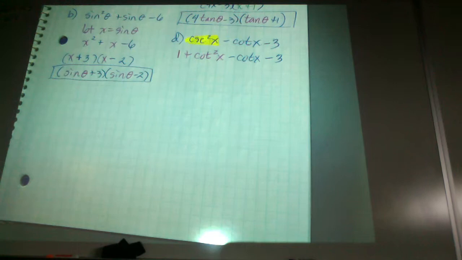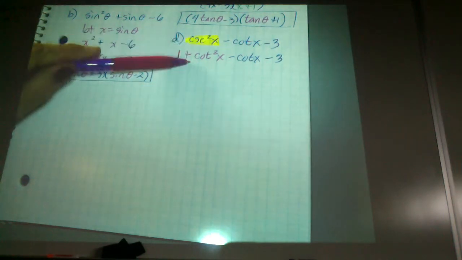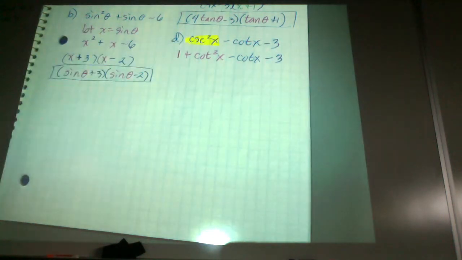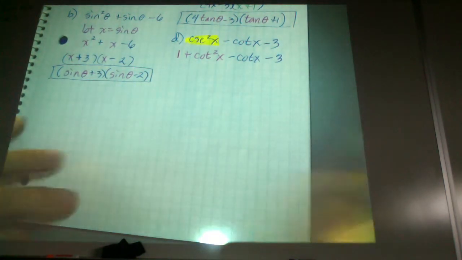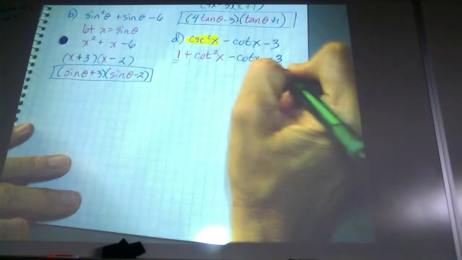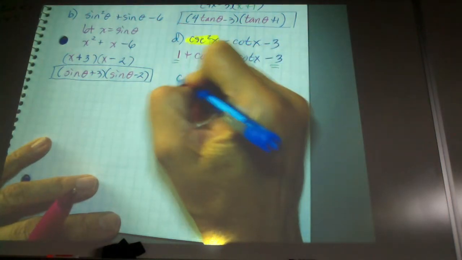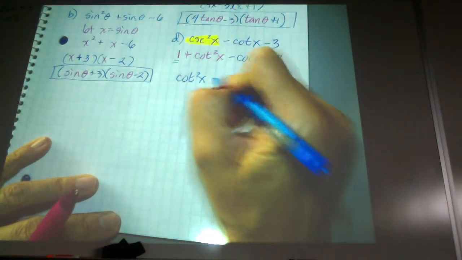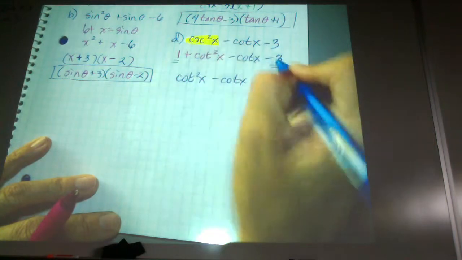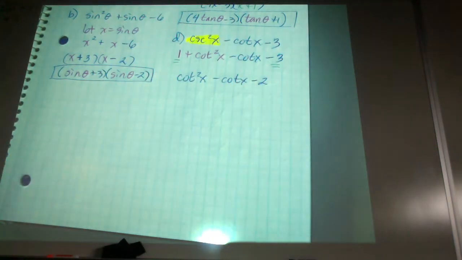Is anybody unsure of what I just did? You okay with that? This is an equal exchange right here. You have to put 1 plus in there. Then, still doesn't look like something I can factor. But can't I collect like terms? The 1 and the negative 3 and write this in descending order? So we would have cotangent squared x first, minus cotangent of x. 1 and negative 3 gives me negative 2. Now I want you to factor that.